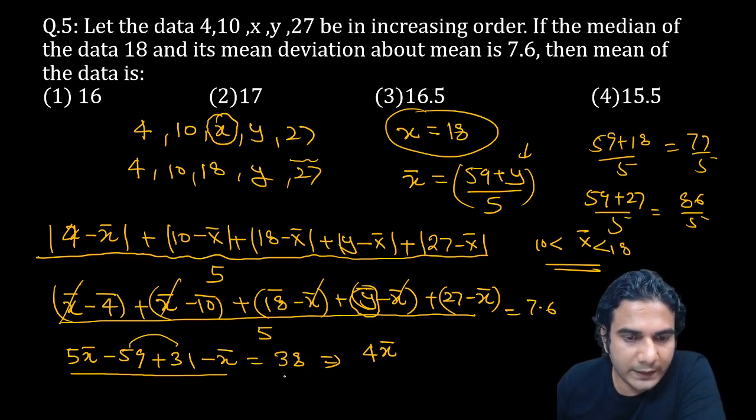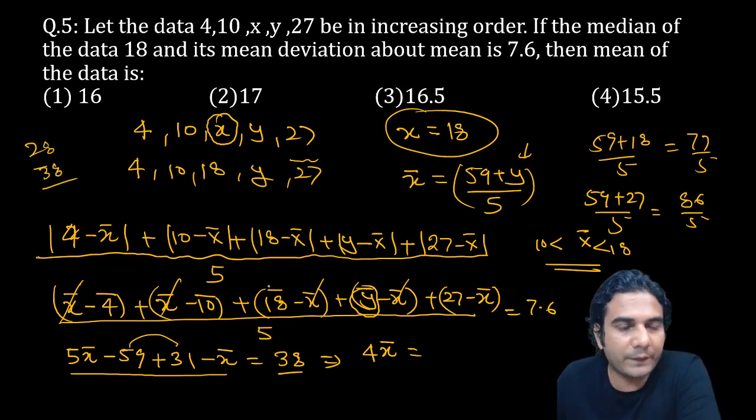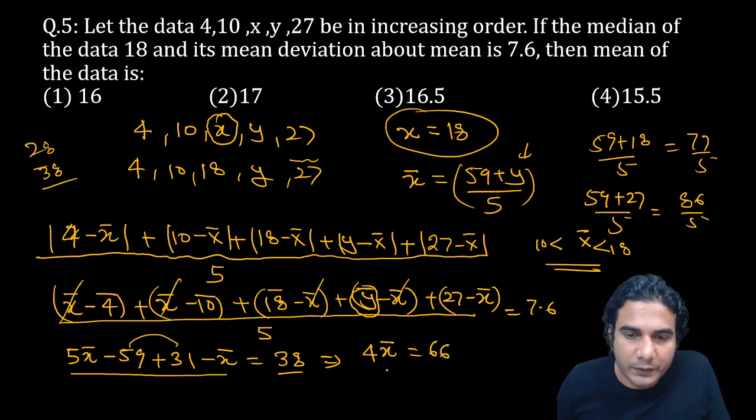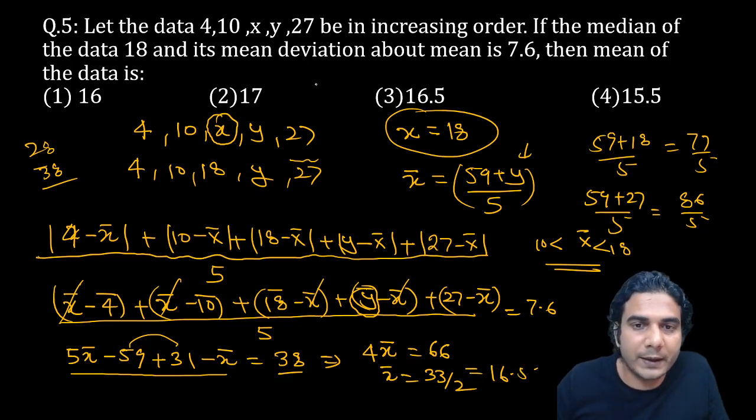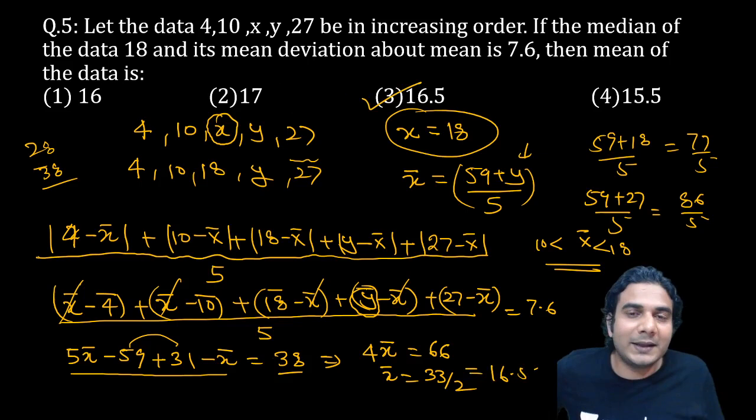So 28 plus 38, if you add, it will be 28 plus 38, which is 50, 60, 66. All right, so x bar you're going to get 66 by 4, that is 33 by 2, so it is 16.5. So I'm getting 16.5, and I hope you can guess this easily.